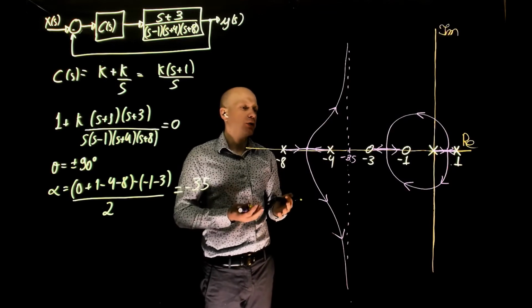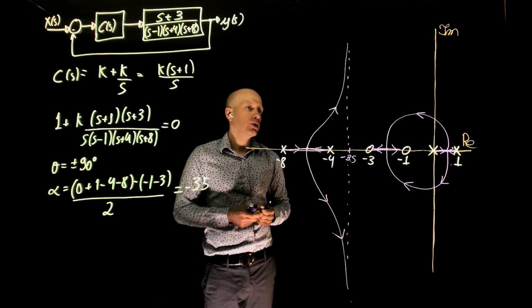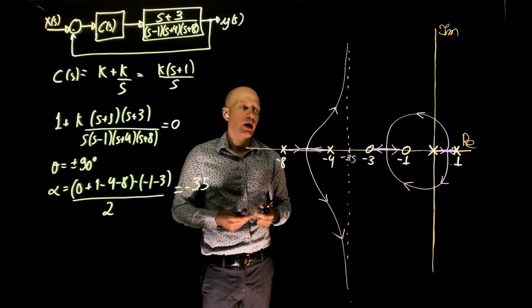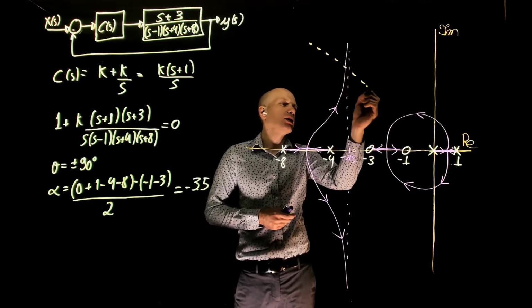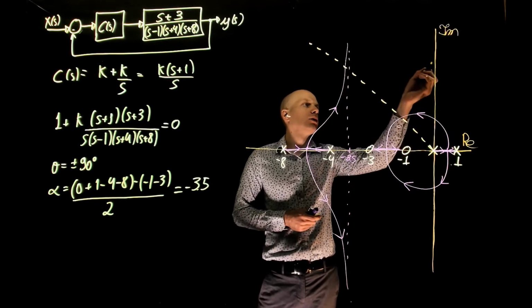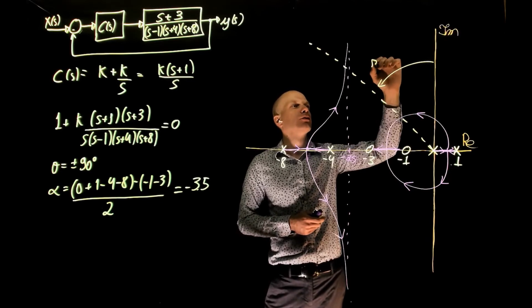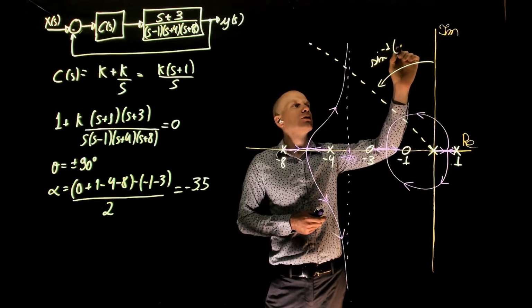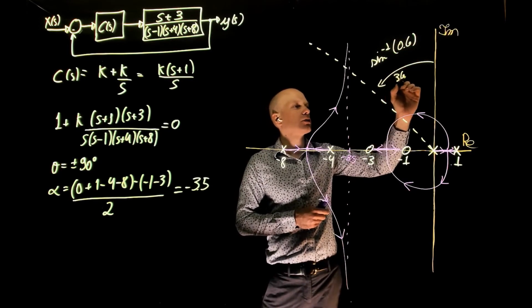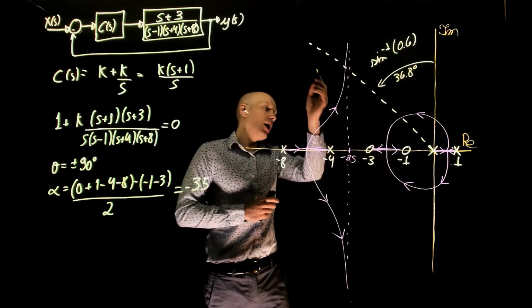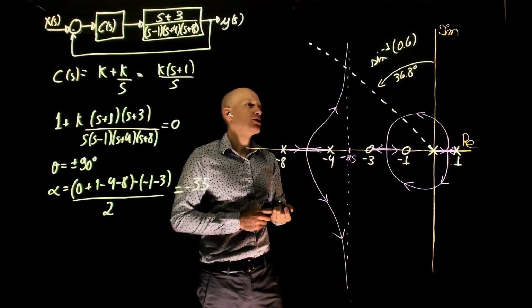The question now is, what is the value of K so that the complex poles have a damping ratio of 0.6 or higher? A damping ratio of 0.6 means that if you trace a line here, this angle, which is sine inverse of 0.6, turns out to be 36.8 degrees. Any points along this line have a damping ratio of 0.6.